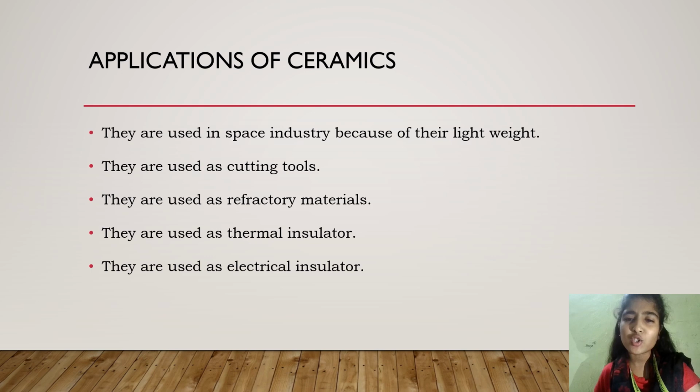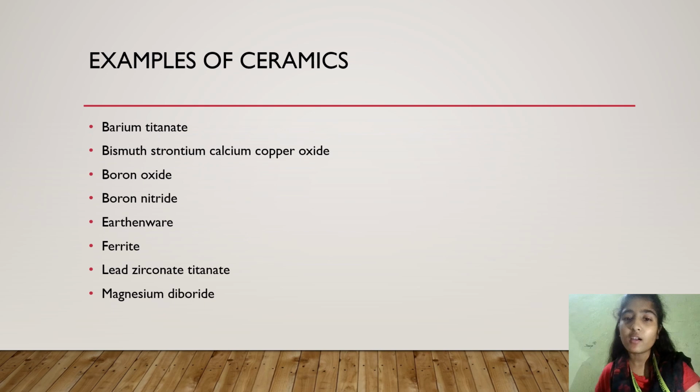They are used in the space industry because of their light weight. They are used as cutting tools, as refractory materials, as thermal insulators, and as electrical insulators. In this, the important point is the light weight of ceramics. And examples of ceramics, I have mentioned them. Some of them: barium titanate, bismuth, strontium, calcium, copper oxide, boron nitride, ferrite, lead zirconate titanate, magnesium diboride.